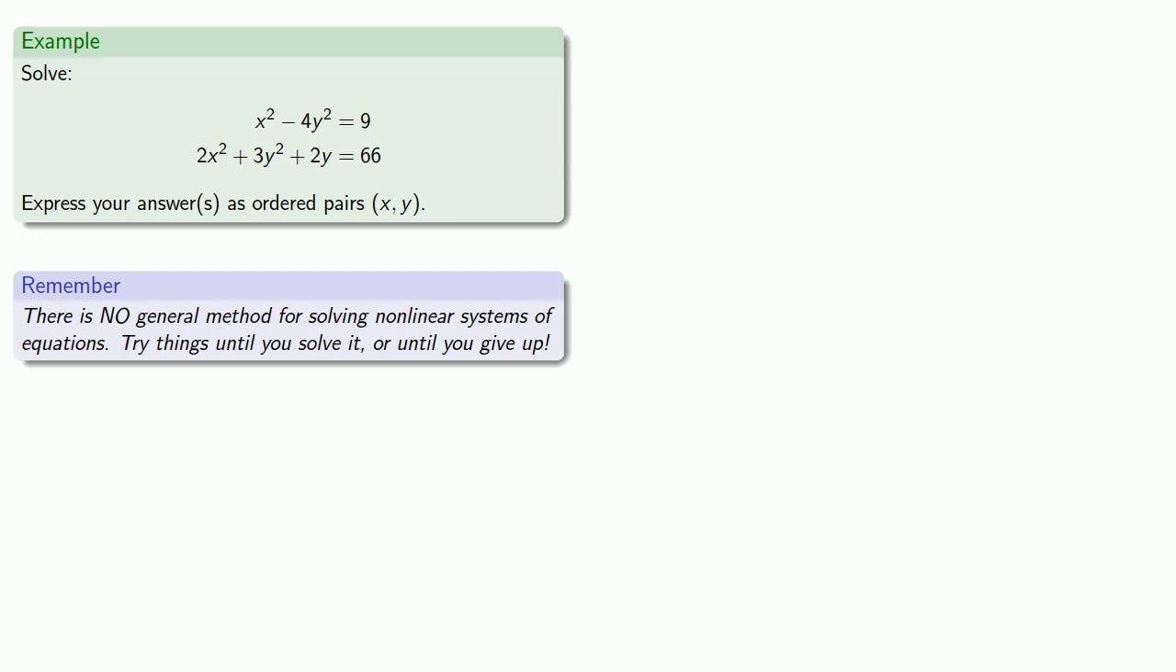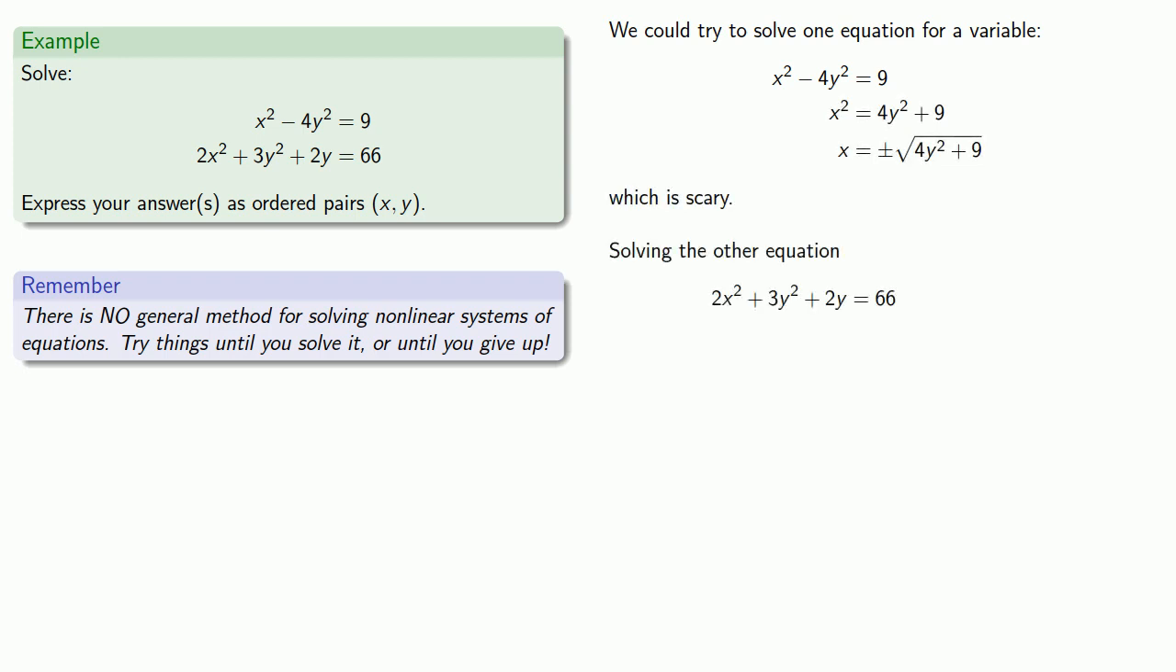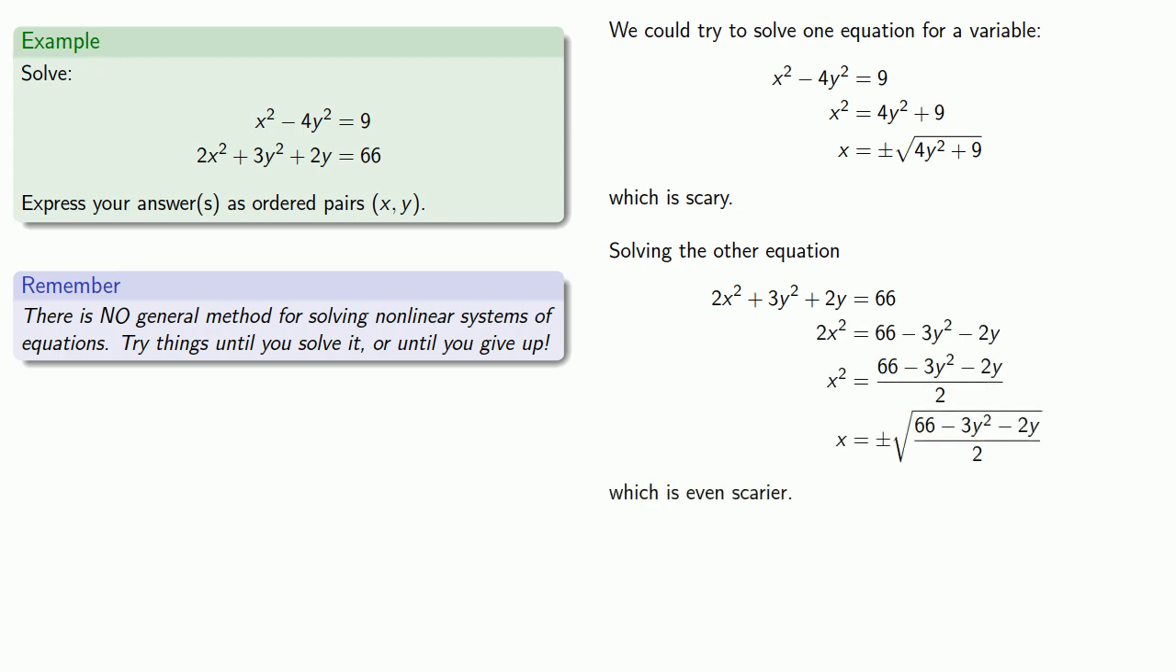So we have our system of equations. Well, we could try to solve one equation for a variable. If I take that first equation and try to solve it for x, I get a rather scary looking expression. Well, maybe I should try solving the other equation for x, so I'll do that. And that's not any better. Now, we could actually use substitution and solve this system of equations, but the problem is we'd be substituting things that are like this, and maybe we don't want to do that.